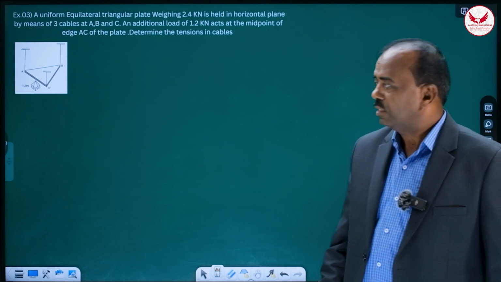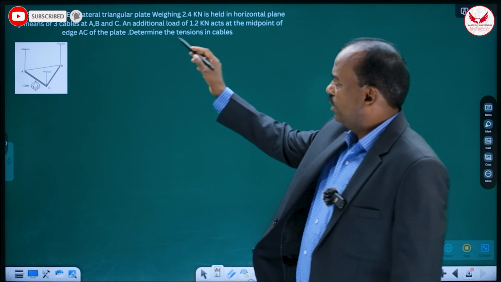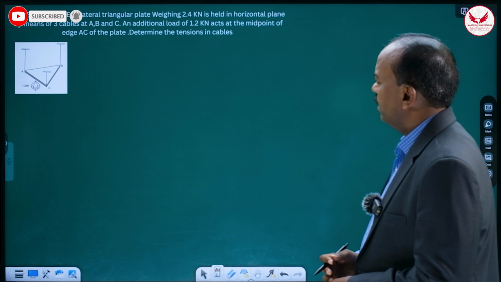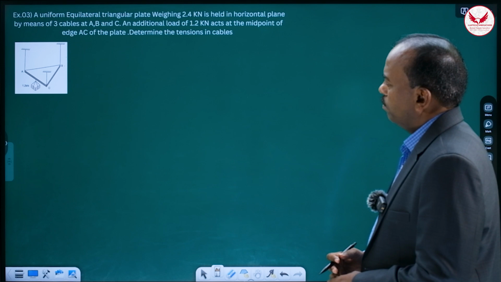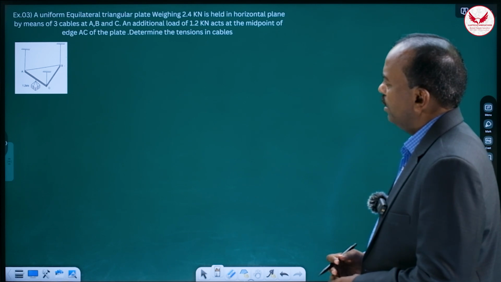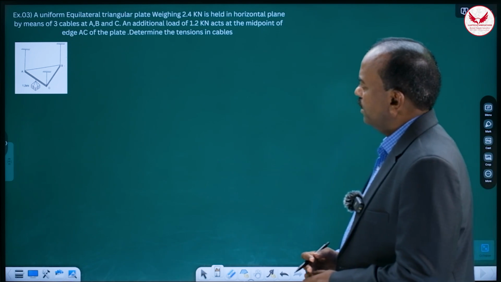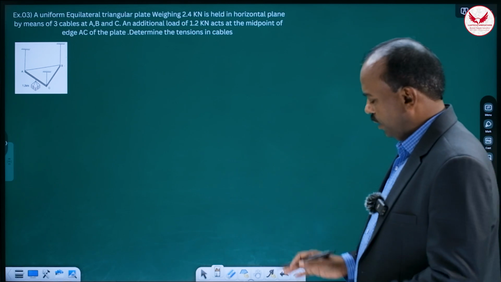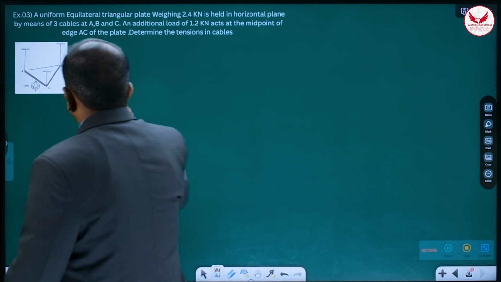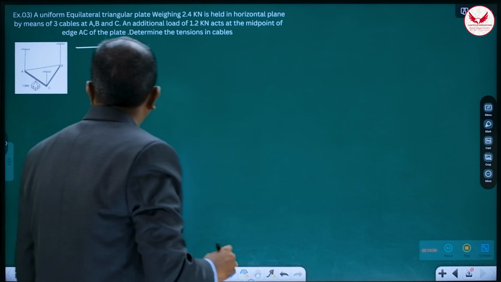Now we'll see the third example on equilibrium of parallel forces. The problem is like this: a uniform equilateral triangular plate weighing 2.4 kilonewton is held in horizontal plane by means of 3 cables at A, B and C. An additional load of 1.2 acts at the midpoint of edge AC of the plate. Determine the tensions in the cables. So again, excellent example. Here we need the knowledge of geometry also.